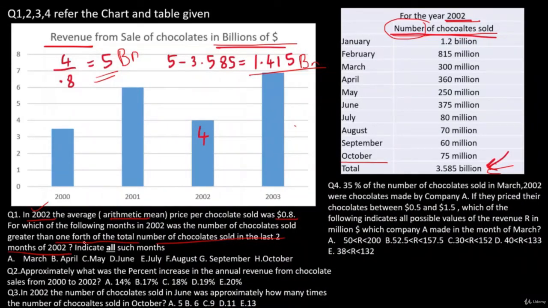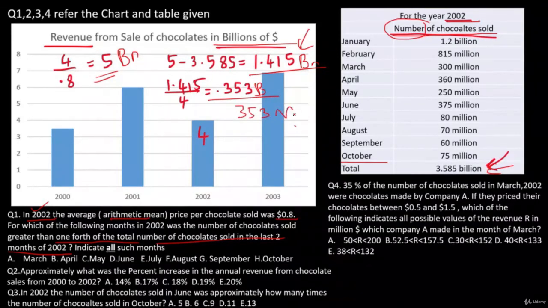So we need to find out 1/4 of this value over here. That's equal to 1.415 by 4, which is equal to 0.353 billion, right? This is again billion, and that is nothing but 353 million. You convert it into million.